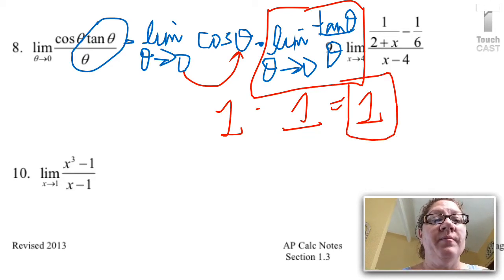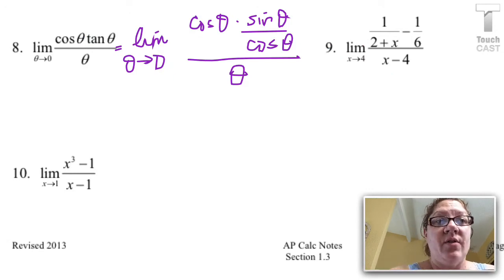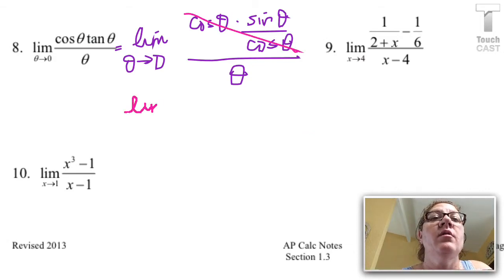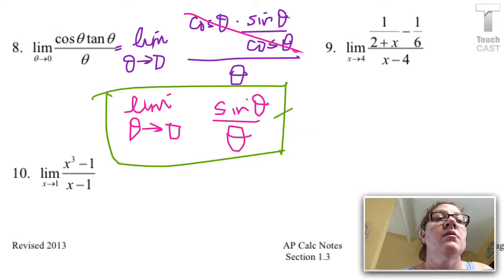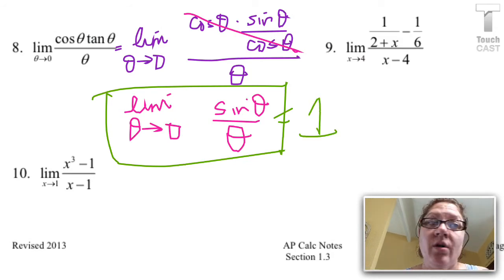Okay, let's try it another way. So I made the substitution for tangent, sine over cosine. You all knew that. And then I go, look at that. That cancels out. And so now I have the limit as theta approaches 0 of sine theta over theta. Oh my gosh. I know how much that is. It is 1. So I got the same answer both ways. So you can do whichever way you like. Always good to know that there's more than one way.